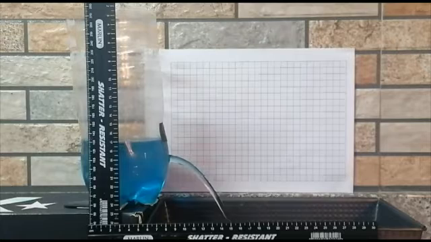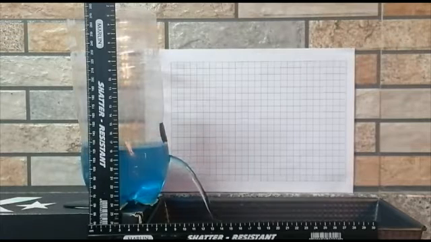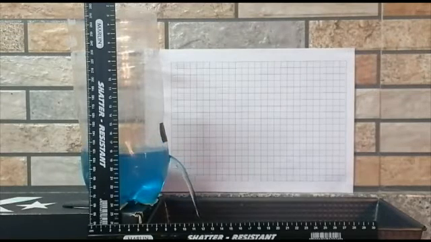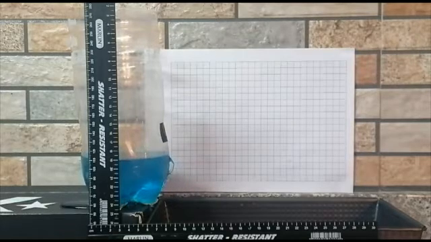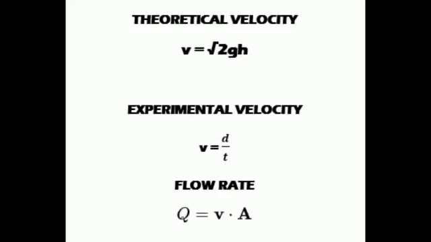We calculate experimental velocity using the horizontal distance with the formula v equals d over t, and theoretical velocity using v equals root 2gh. Flows and errors are calculated from these values.